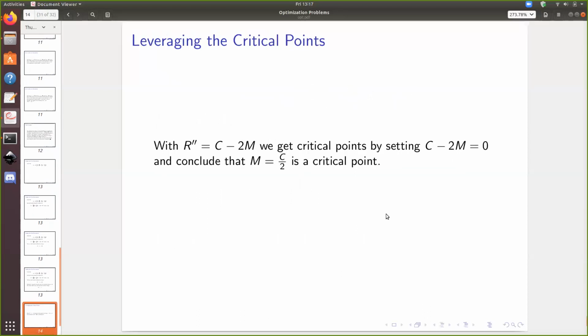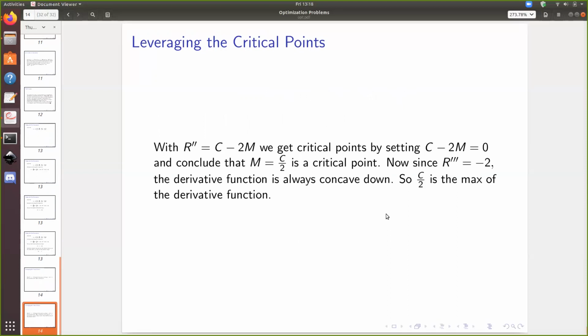And we do have a critical point. It's setting this c minus 2m equal to 0. We solve for it, and we get that m equals c over 2. And it's going to have to be a max. I think I talked this through in the last slide. Yeah, it's always concave down, so c over 2 is the max of the derivative function. And that's it.